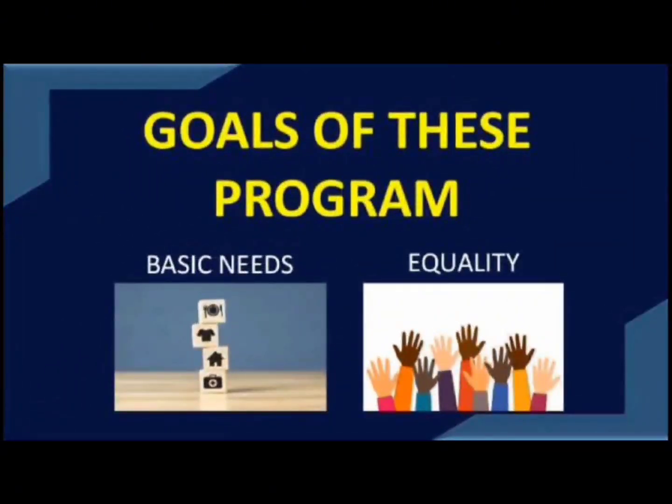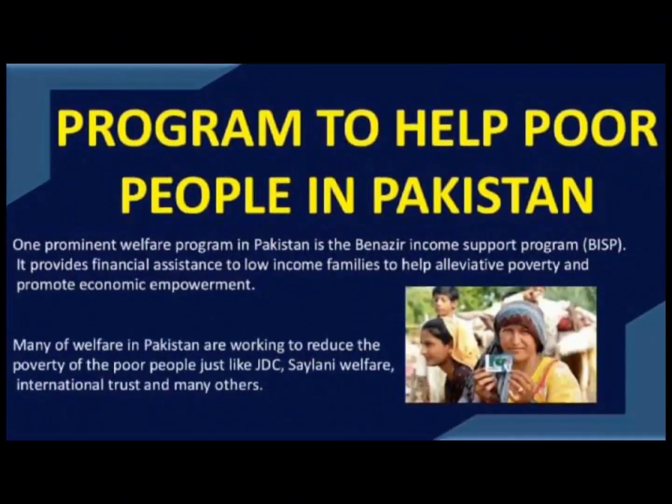Basic needs. Ensure everyone has access to necessities like food, clean water, and shelter for a better quality of life. Equality. Work towards equality for all, regardless of gender, ethnicity, or background, so everyone has a fair chance to succeed. By focusing on these goals, we can work towards a more equitable and prosperous society in Pakistan. In Pakistan, there are many programs and initiatives taken by the government and private sector as well to help the poor people, like in government programs.